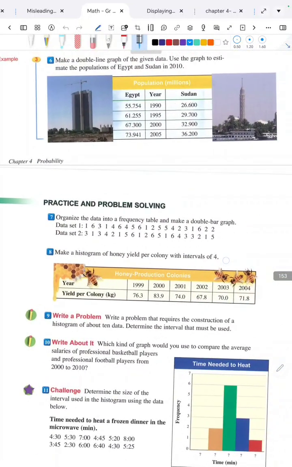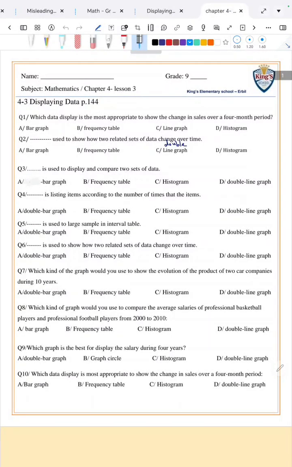Okay, let's solve some national questions. Question 3 is used to display and compare two sets of data. Which one is correct? Of course, bar graph. Okay, so it is bar graph. Question 4 is listing items according to the number of times that the items occur. So which one is correct? It's frequency table.